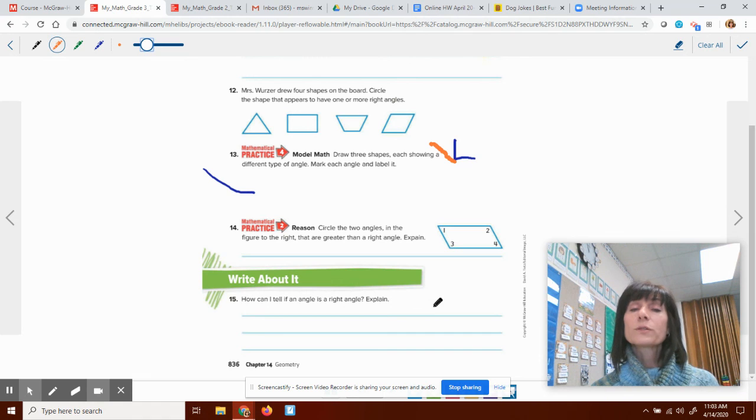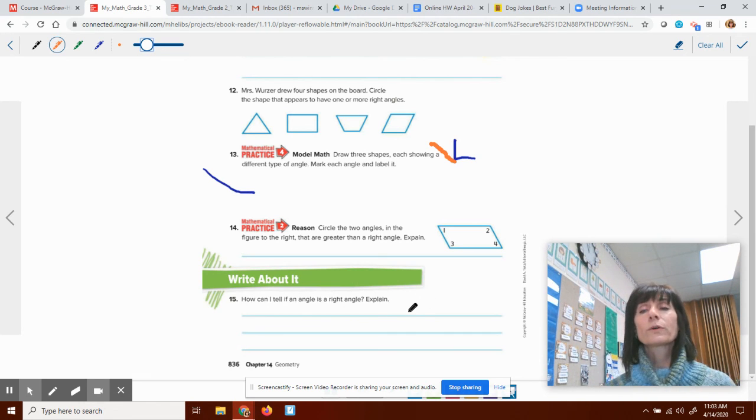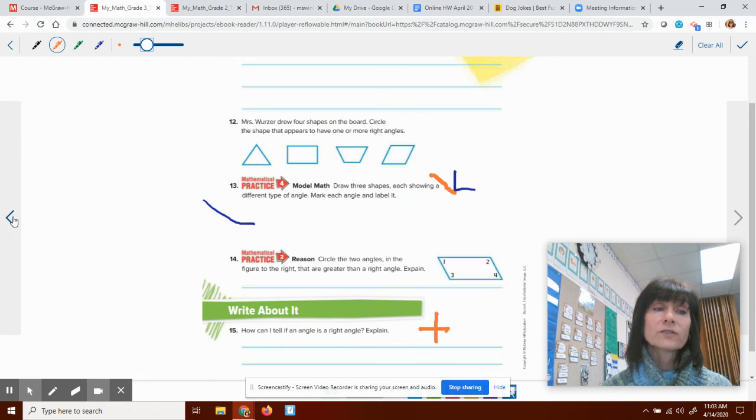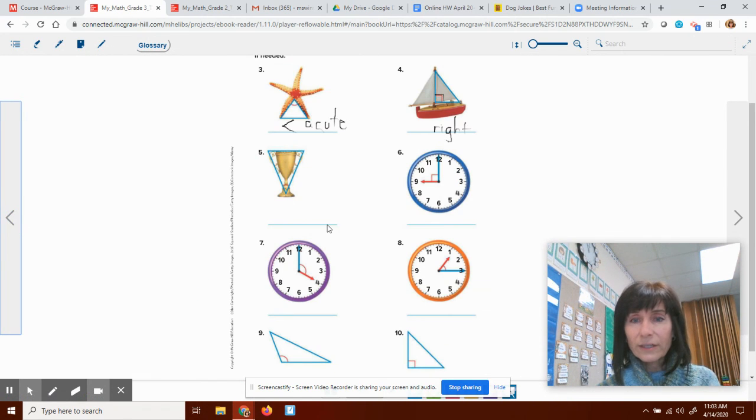How can you tell if an angle is right? The secret word there is perpendicular. Perpendicular lines mean that they're straight up and down. They make a right angle, so you can always tell a right angle. Actually, it's on the other page. If you take a look, anytime you see a small square in your angle, that's going to designate that, hey, bing, bing, bing, you have a right angle there.